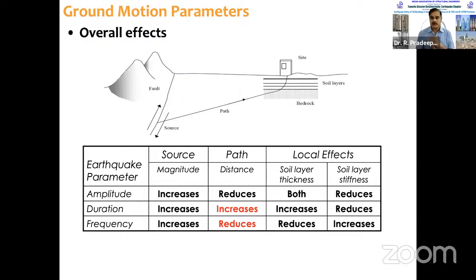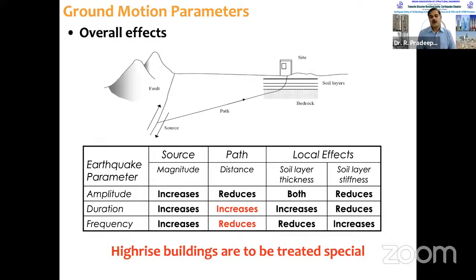Now, if you look at the table, to cut short the story, I've condensed it. You can look at it. So duration increases if the path increases, and frequency reduces if the path is more. That means long distance earthquakes, even though they have lesser intensity, their period will affect tall buildings. Say tall buildings in Mumbai may get affected because of an earthquake around 300-400 kilometers away. For example, tall buildings in Hyderabad will get affected if an earthquake repeats in Latur, or occurs in the Vijayawada area. So that's why tall or high-rise buildings are treated as special.